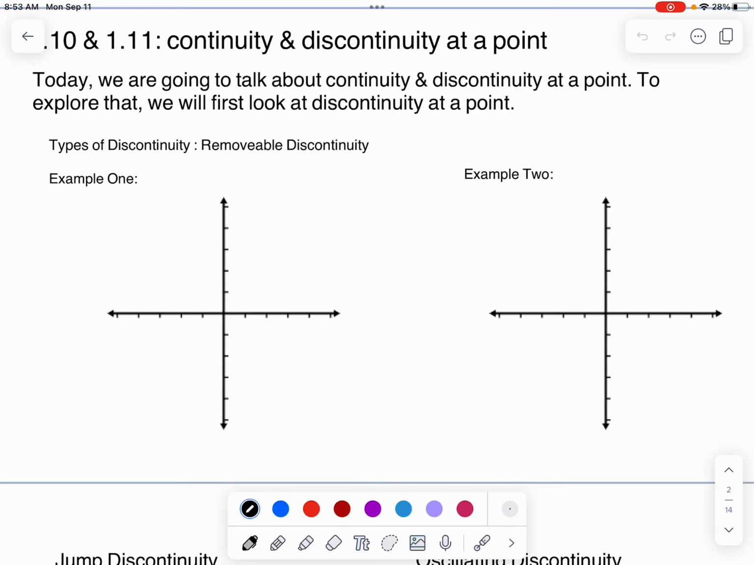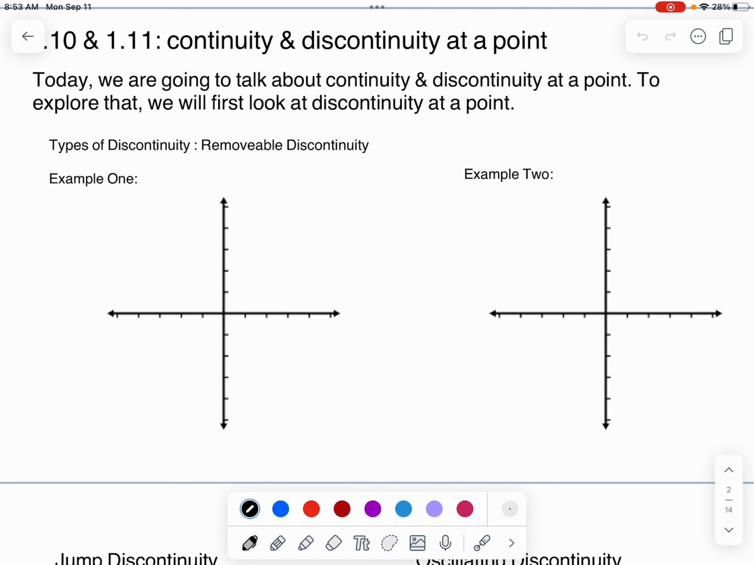Welcome to the 1.10 and the 1.11 notes. This is continuity and discontinuity at a point. Today we're going to talk about continuity and discontinuity at a point. To explore that, first we're going to look at discontinuity at a point. These are things that you've already noticed and seen as we've looked at graphs, but now we're going to give formal words to them.